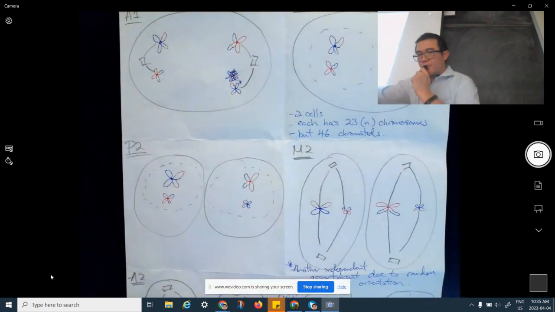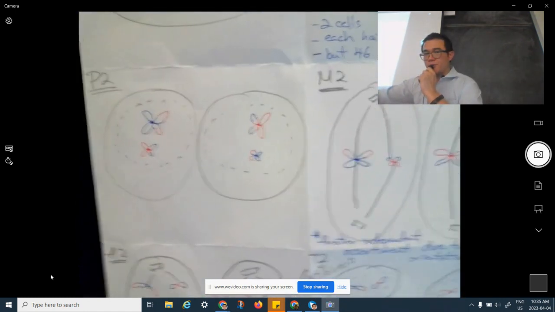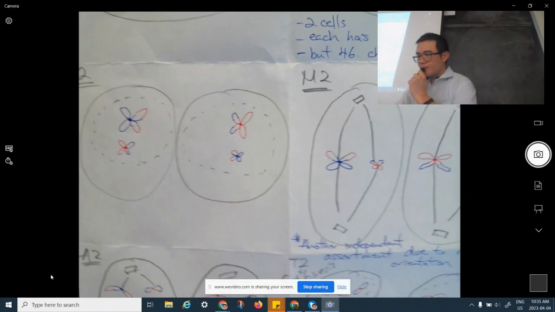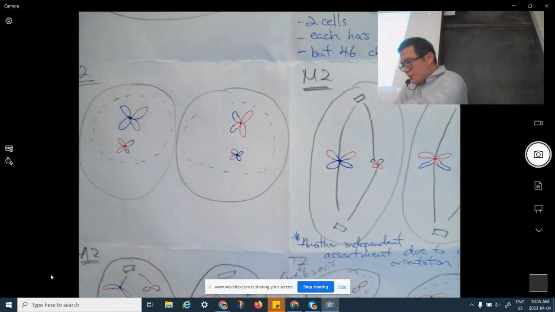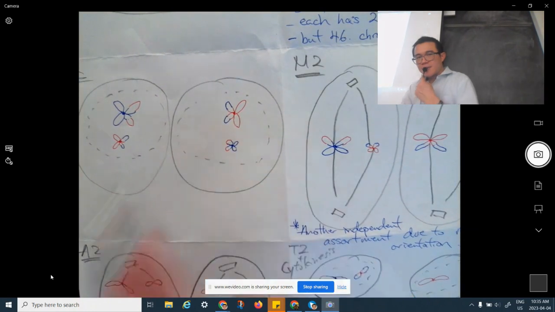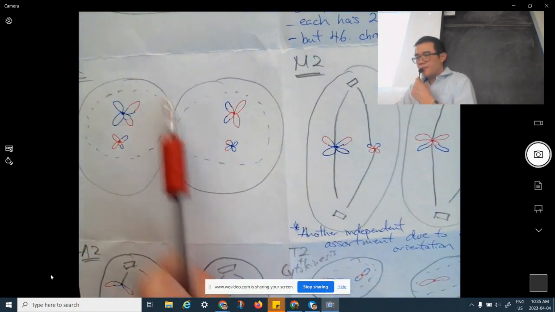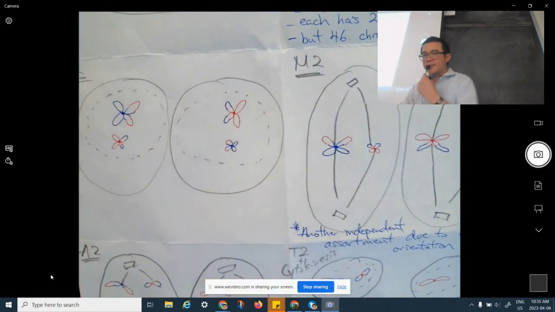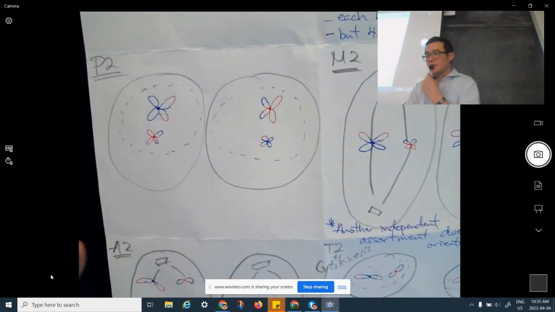Okay, so prophase 2 now. We're going to be at prophase 2. So again, these chromosomes have condensed in the middle. The nuclear membrane has dissolved in both cells.